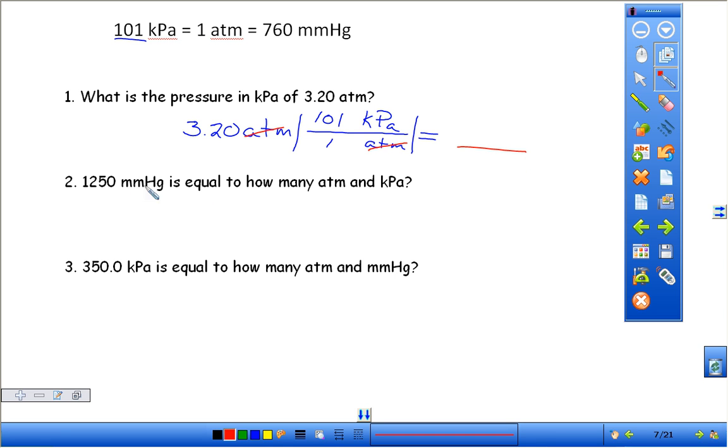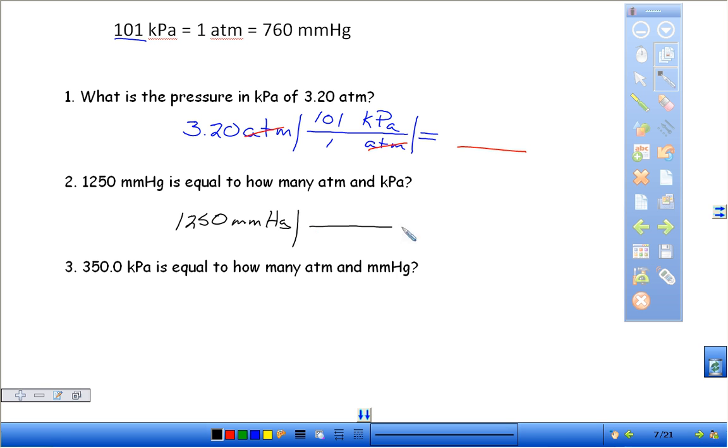Same thing happens with the millimeters of mercury in kilopascals. We can start this problem out exactly the same way. We start out with our 1250 millimeters of mercury. I want to get rid of millimeters of mercury, so those are going to go on the bottom again so that we'll divide out. And we're going to put kilopascals on top.